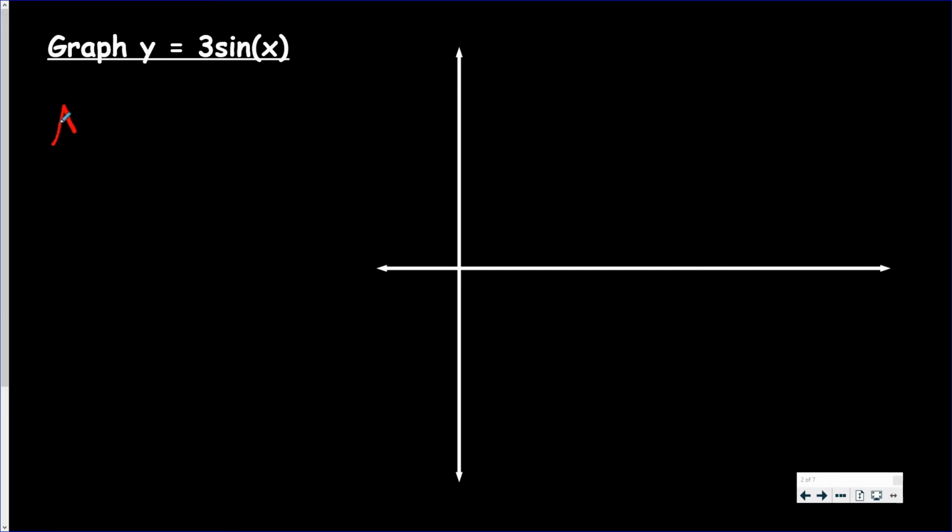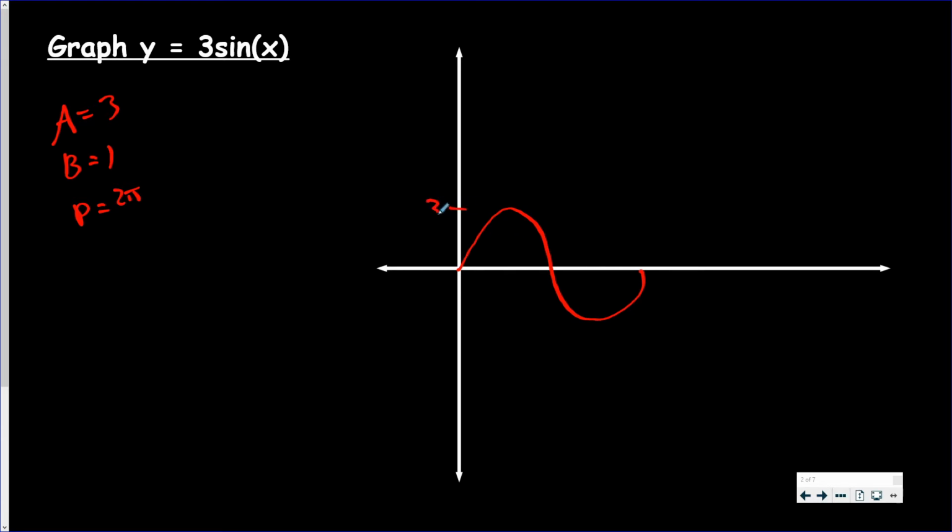So my a value is 3. And you'll notice that my b term is 1, which means that I'm going to have a period of 2 pi over b, or just 2 pi. So what I like to do is start by sketching just what sine looks like. So I just get a sine curve sketched up like that, and now I label it.